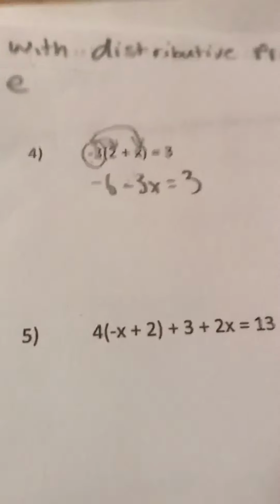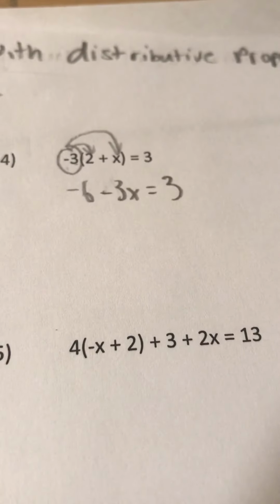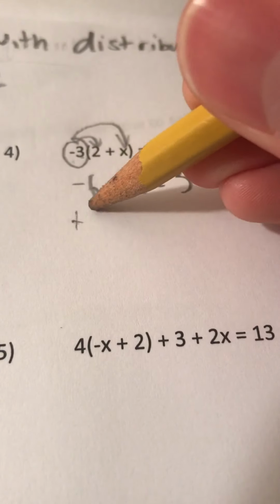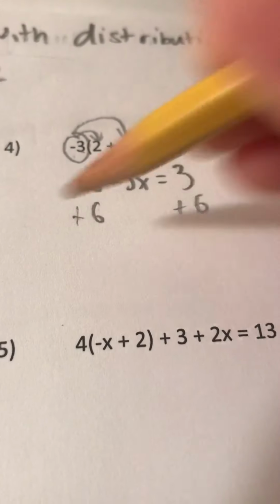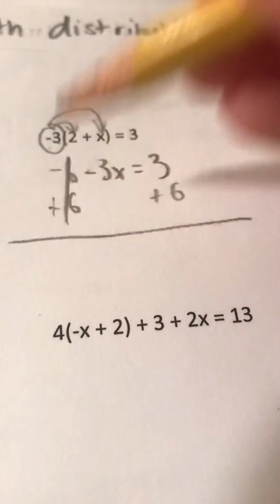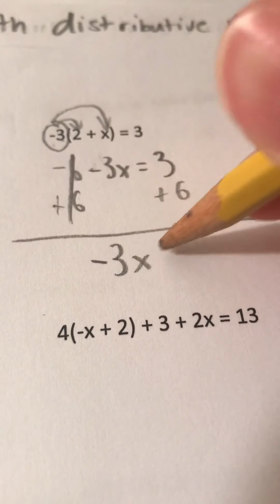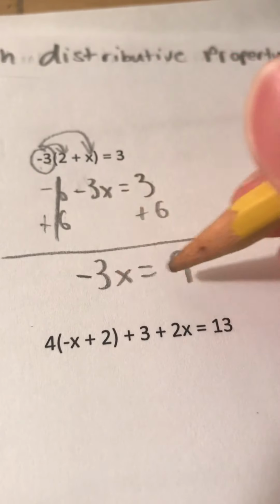Let's name the game. Let's get that letter by itself. This is a two-step equation. First, get rid of the constant. Constant is -6. The opposite of -6 is +6. So I'm going to add 6. What I do to one side, I do to the other. These 6s cancel out, leaving me with just a -3x. On this side, 3 plus 6 equals 9. So I have -3x equals 9.